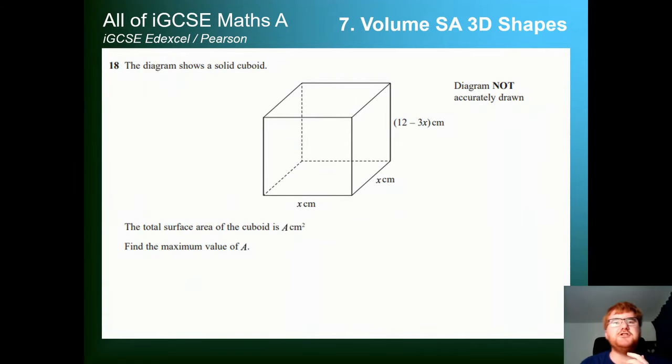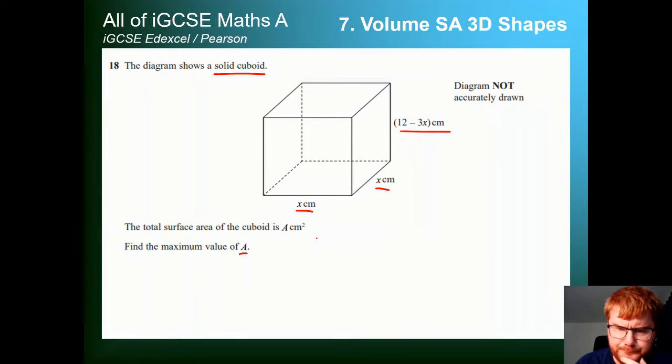Right, on to our next question, which is going to bring back some quadratics and some calculus as well. So you're getting some of the other topics integrated into here. So we have a solid cuboid. So we have x, x, and then 12 minus 3x. The total surface area of the cuboid is A centimeters squared, and we want to find the maximum value of that.